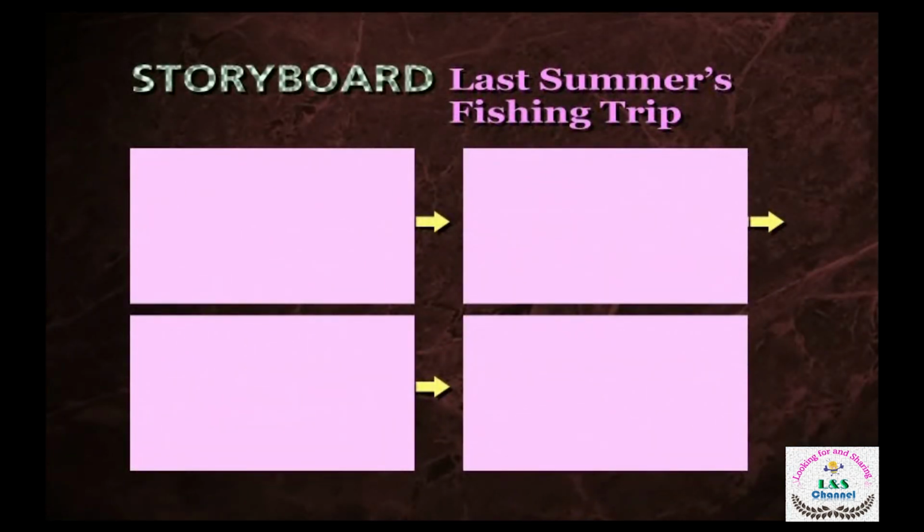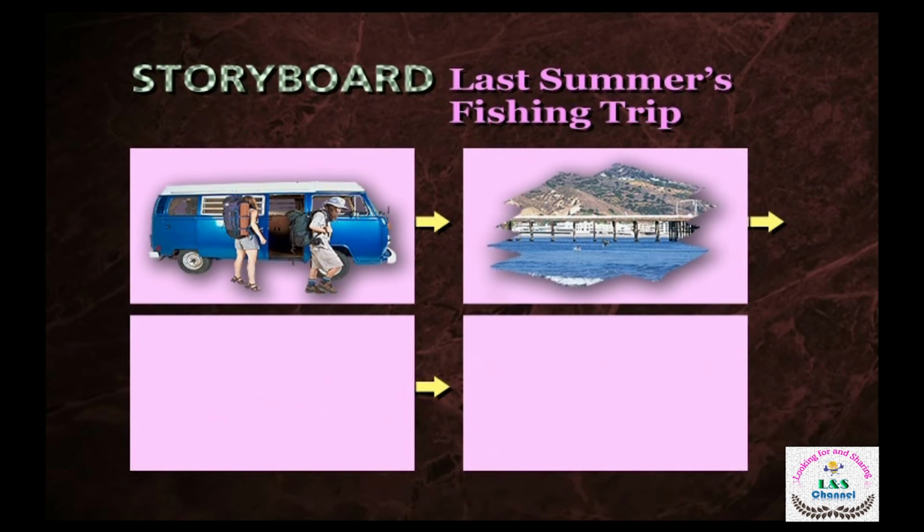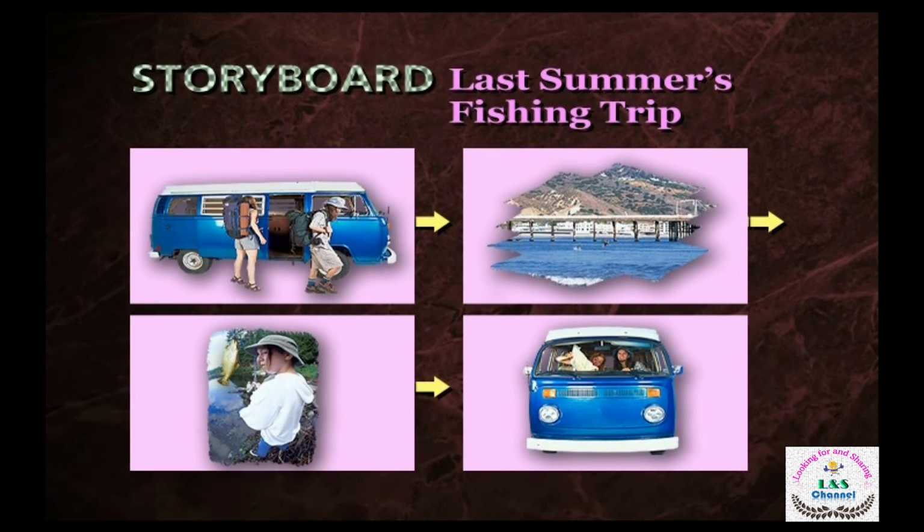Let's say, for example, you're writing about a recent family vacation. You're going to describe last summer's fishing trip that you took. You might create a storyboard like this. Take a look at these pictures. It shows us packing the car, driving up the river, catching the fish, I caught the big fish, and driving home. Let's try another one now.